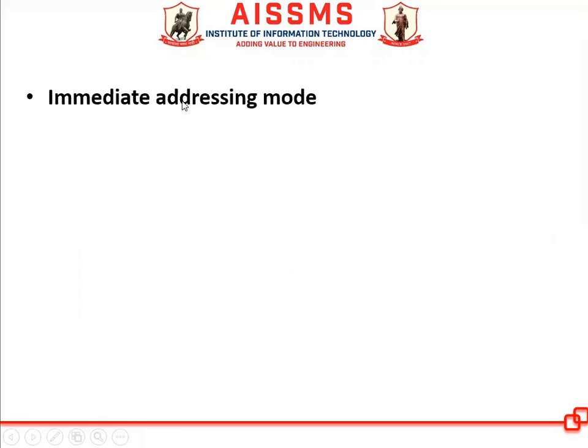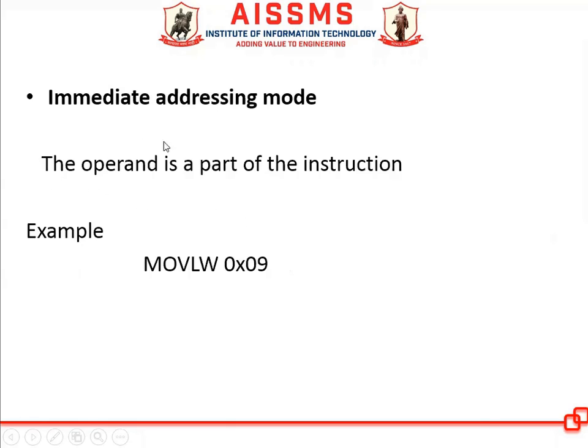Next addressing mode is immediate addressing mode. In this addressing mode, the data is a part of the instruction. So data is the operand. The example is MOVLW 0x09. So 09H is a data which is a part of the instruction. This is immediate addressing mode.